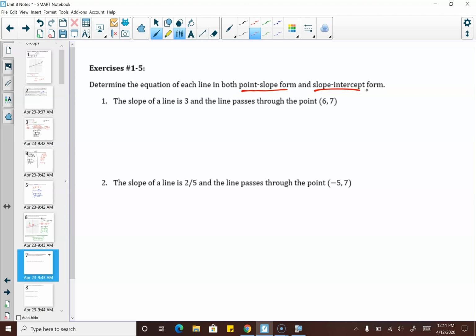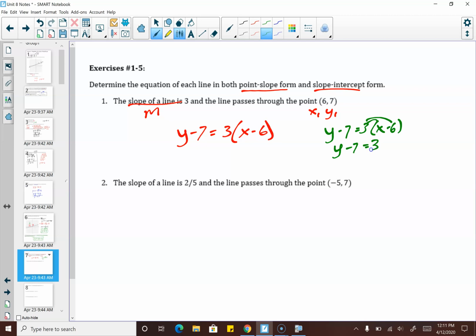So the first one, the slope of the line is 3. So there's our m, and the line passes through the point 6, 7. So there's x1, y1. So y minus y1, so y minus 7 equals 3 parentheses x minus 6. All right, so there's our point slope. And then if we wanted to distribute it and actually put it into slope intercept form, it would be y minus 7 equals 3x minus 18, plus 7 plus 7, and y equals 3x minus 11. And there's our slope-intercept piece.